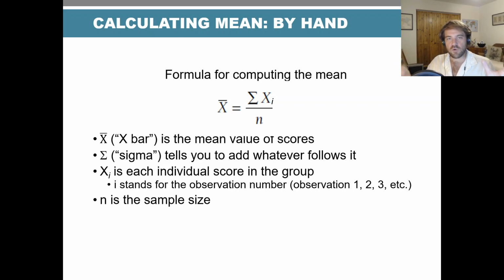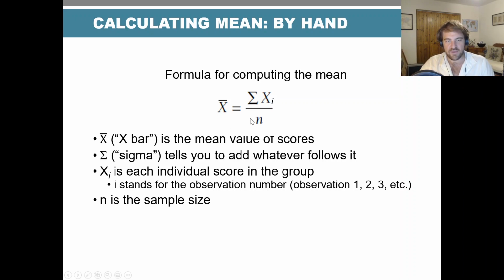Here is your formula for computing the mean. X bar equals, and this is sigma, the sum of all of the x sub i's over n. Let's break this down into its portions really quickly. X bar, of course, we talked about this already. That's the mean of the values or the scores or whatever you have. Sigma is a mathematical operator that's telling you simply to add up everything that follows.